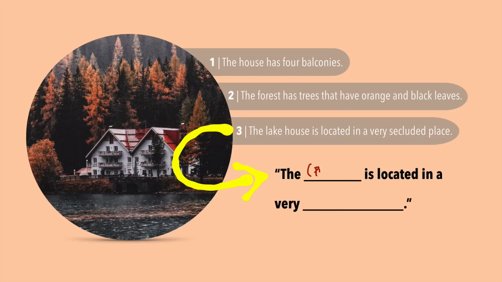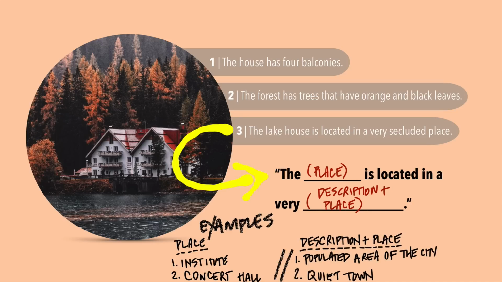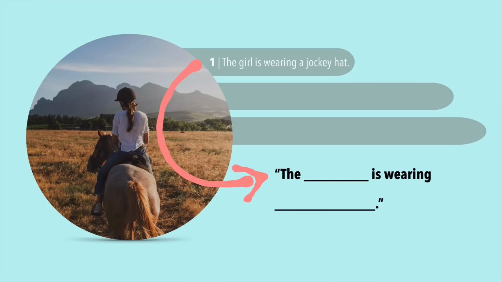So our pattern is, the place is located in a very, and then description plus place. So here we go. Let's see an example. Okay. Number 1, the institute is located in a very populated area of the city. Again, I gave a description of the place. The place is the city, but I described it by saying it's very populated, or there are a lot of people there. Number 2, the concert hall is located in a very quiet town. Again, location is town. Description is it's quiet. Very good. All right. Now our next image, the girl is wearing a jockey hat.